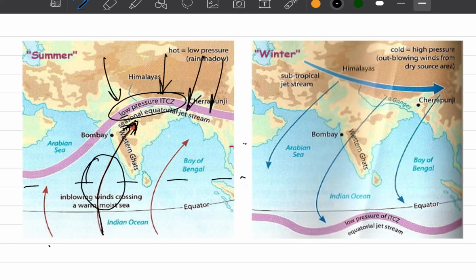So from the equator, now our belt has shifted more towards the landmass, and here we have a barrier of Himalayas that stops the winds bringing moisture from the Indian Ocean from crossing this ITCZ, resulting in heavy downpour during the summer months and the origin of monsoons that benefit the Indian subcontinent a lot.